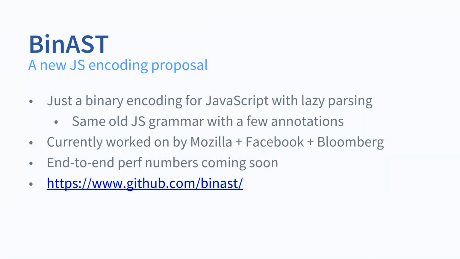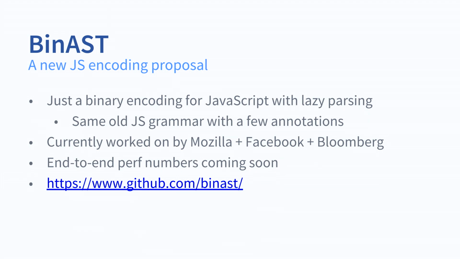So I think a more reasonable approach is to simply relax the JavaScript semantics a little bit. And this is a new proposal that we have called binary AST. I'm sure many of you have heard about it. It's basically a binary encoding for JavaScript that allows you to do lazy parsing. So it's the same old JavaScript grammar. It's not bifurcating the language, but it has a few annotations that allow you to selectively parse only what you need when you need it.